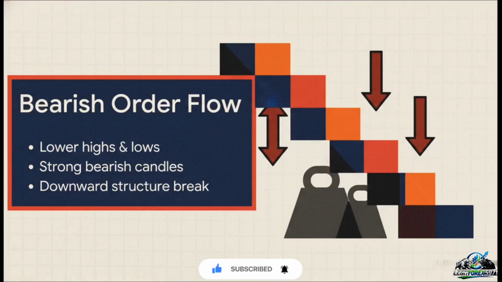Conversely, when sellers have total control, the whole order flow flips. You're looking for lower highs and lower lows, heavy bearish displacement pushing the market down, and really weak, anemic, bullish pullbacks that just get instantly overwhelmed. The structure breaks downward, and sellers continuously defend their supply zones. This is exactly what it looks like when massive sell orders are just flooding the engine.